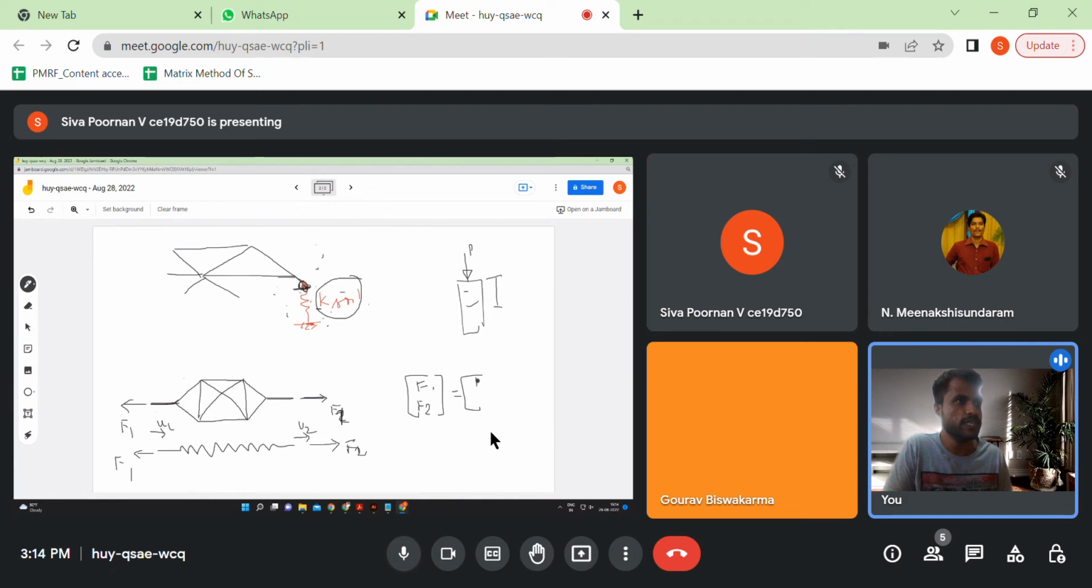So I should be able to build a 2 by 2 matrix, is it not? Just like a normal truss member, where we built a 2 by 2 matrix, right? Similarly, can we build a 2 by 2 matrix here is the question, with U1 and U2. So what is this K that we have here? How to find out this matrix?